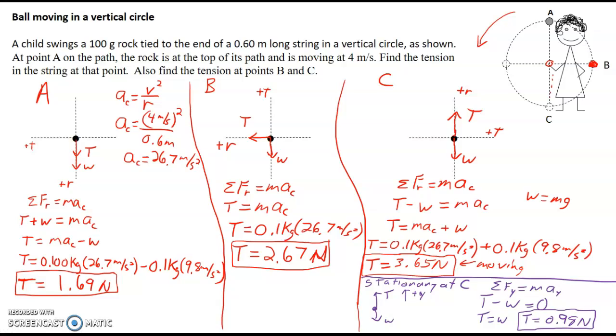All right, so that's an explanation for those problems, and that gives you a pretty good example of how to apply the second law to objects that are moving in a circular path.